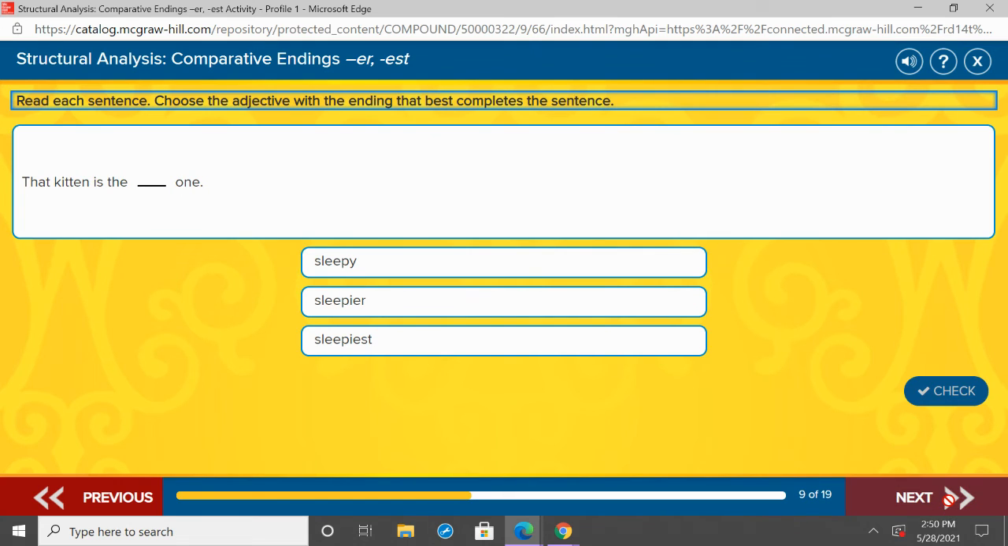Fantastic. That kitten is the blank one. So we're using the word sleepy.